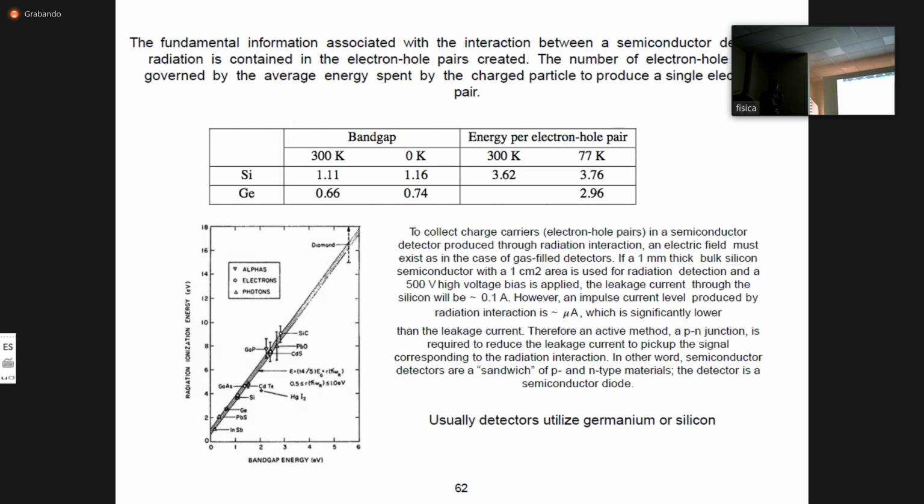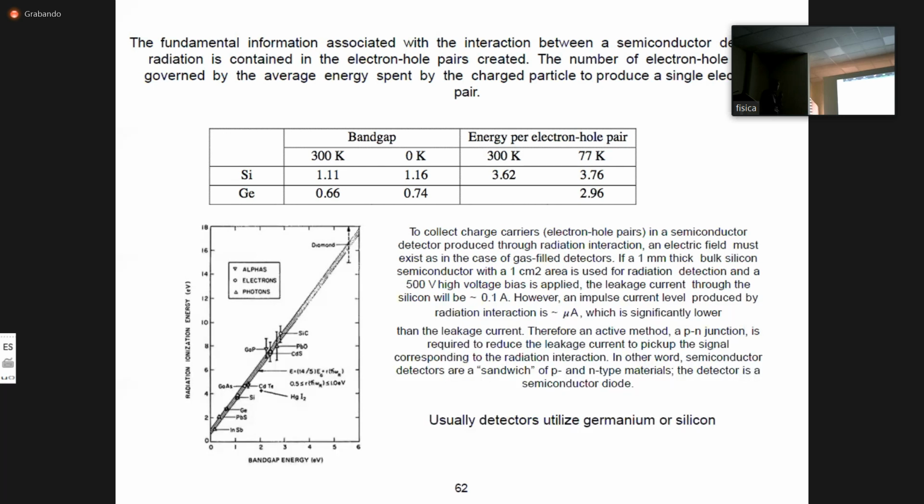But what is the reason why we do the same thing with semiconductors, creating quite complicated structures and this junction? The main reason is that the energy required to create an electron and hole is much less compared to the energy required to create an electron-ion pair. That is the property of these semiconductor materials.